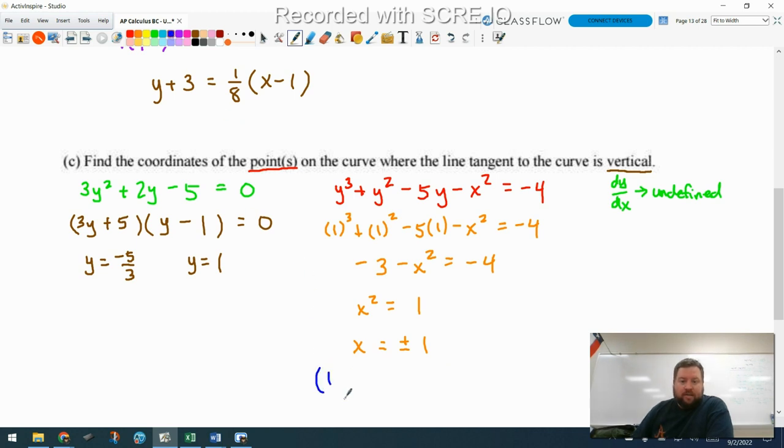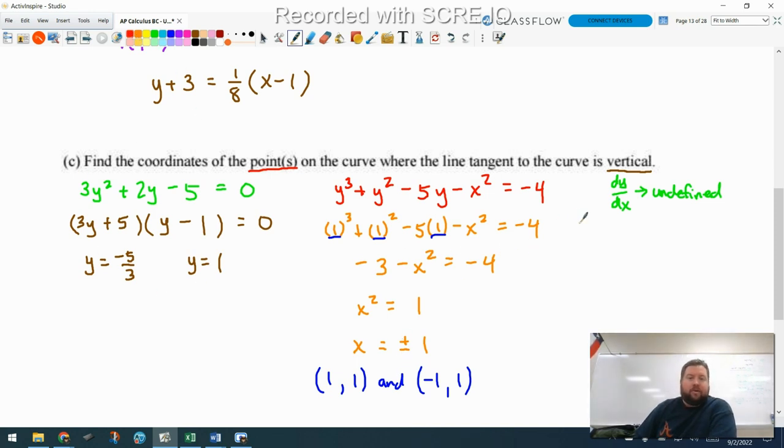We get x equals +1, y equals +1, and x equals -1, y equals +1. Okay, y is equal to +1 because that is the y value we plugged in to be able to solve it this way. All right, we'll do it one more time. Now we'll do the harder one.